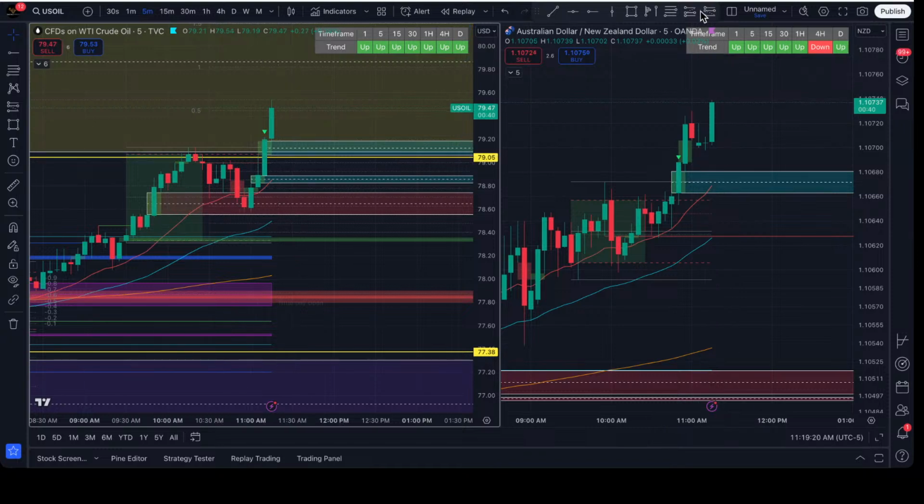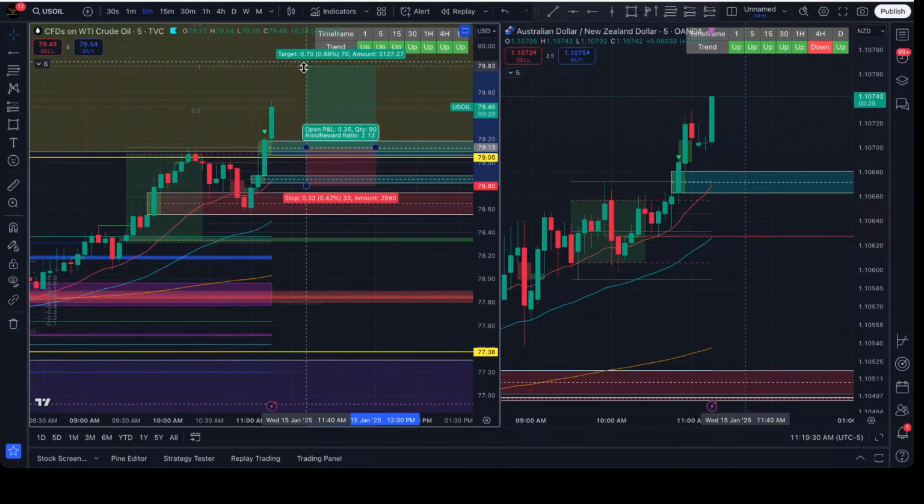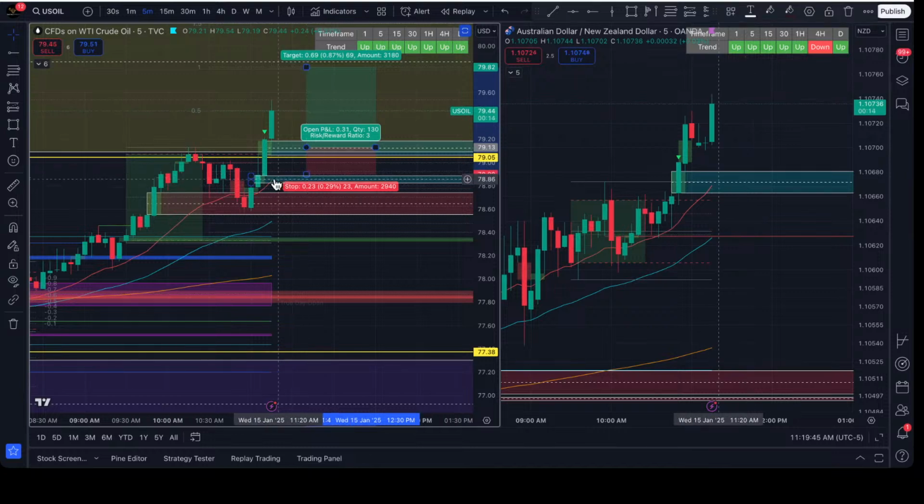And hopefully it gives us a proper 1 to 3. Otherwise, there's no point. So right now, I want to see where it bounces off. So it can go as low as here. It just depends on where it bounces and where that entry is.